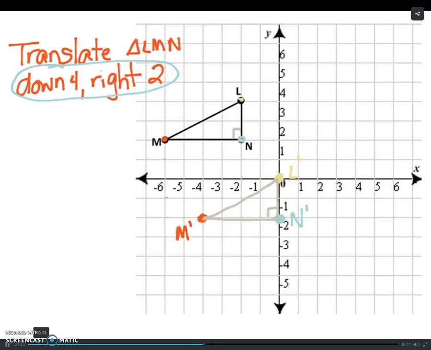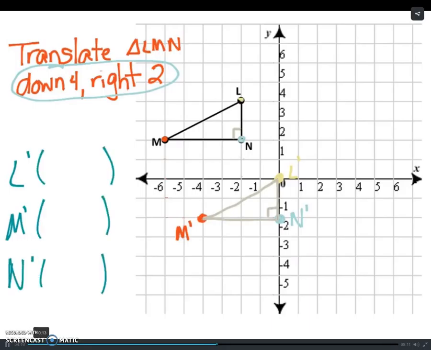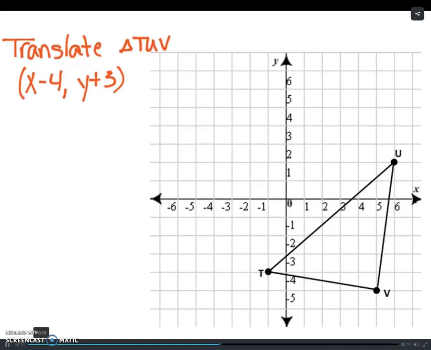If your instructions are given like this, it's usually easier if you go ahead and graph it first and then make a list of your new coordinates over here on the side. Right? L prime, M prime, and N prime. Okay? So that's usually the easiest way to do those. However, sometimes you're going to be given instructions that look like this.